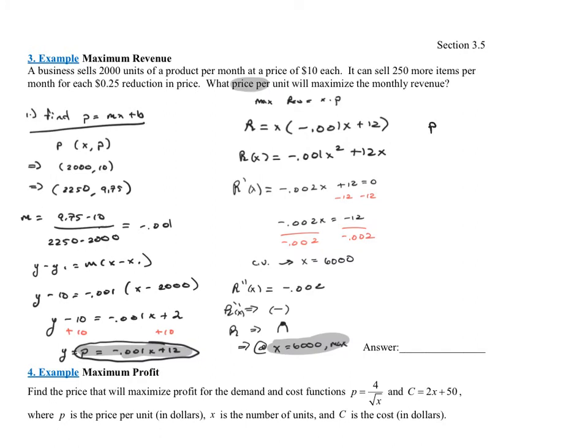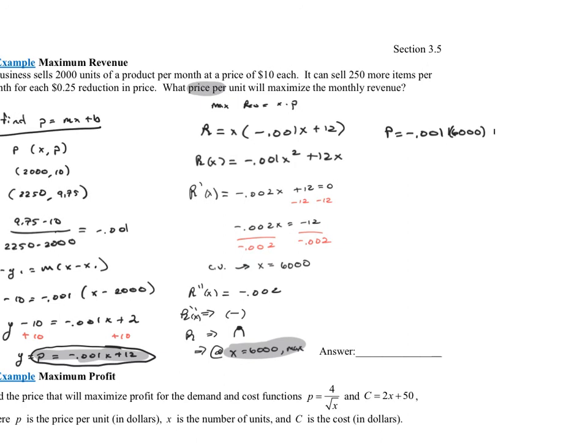So to find the price, what we're going to do is negative 0.001 times our X value that we figured was 6,000, and then we have plus 12. Please plug that into your calculator now, and let's see what you get.